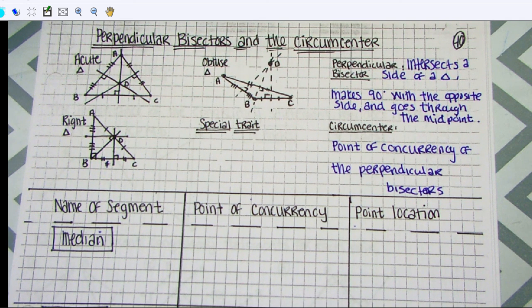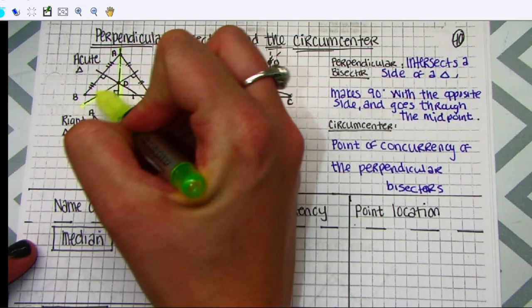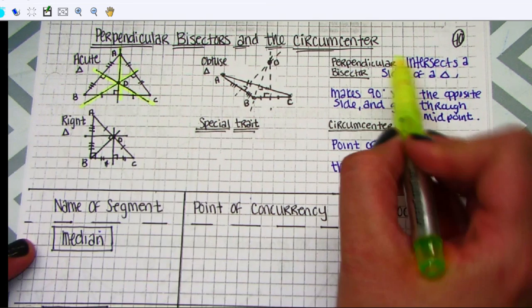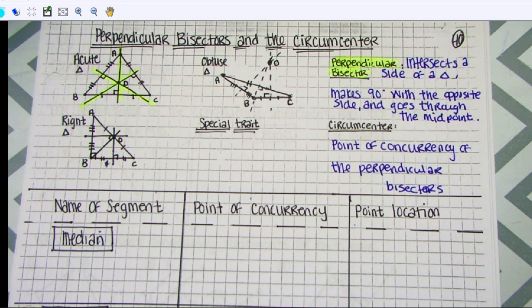Okay. So if it's acute, the point of concurrency, the circumcenter, will be inside of the triangle. If it's acute, the point's always inside. So the acute piece, our perpendicular bisectors are located here. Notice how they don't have to start at the vertex angle. They don't have to start at an angle. Their goal is to make 90 degrees with the side and cut it in half. So it can't always start at an angle, and that's okay.